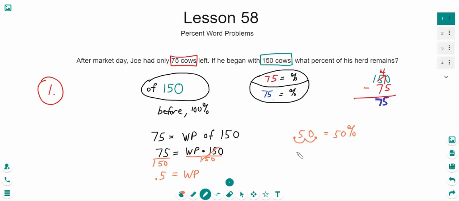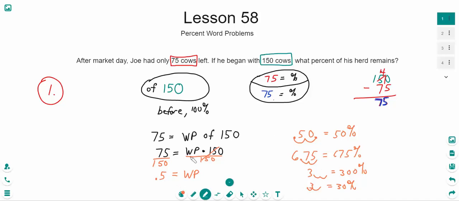Okay, so just to clarify, if I have 6.75, I would move it over twice, and that becomes 675%. If I have just the number 3, well, the hidden decimal is right here. I move it over twice, I'm going to have 300%. If I have 0.3, move it over twice. It's 30%. Okay? So just kind of bear that in mind.